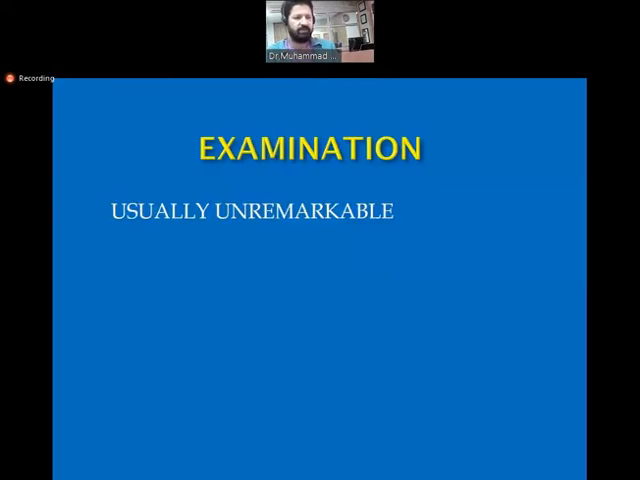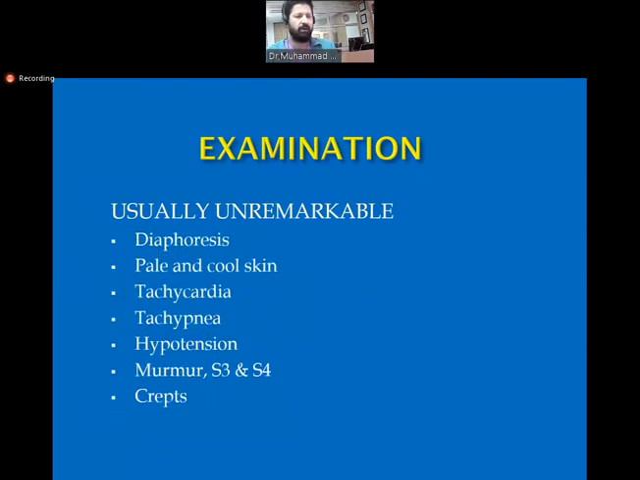Examination is usually unremarkable, but in certain cases you may see diaphoresis. The patient may be pale with cool skin. They may be tachycardic, tachypneic, and may even be in shock. In cases of complication, they may have added sounds other than S1 and S2, and if they are in failure, they may have crepitations on lung examination.